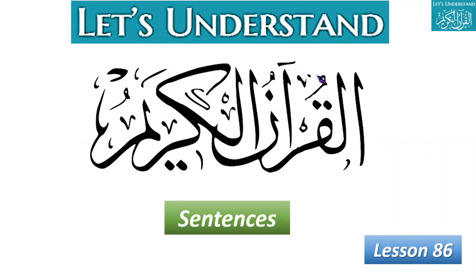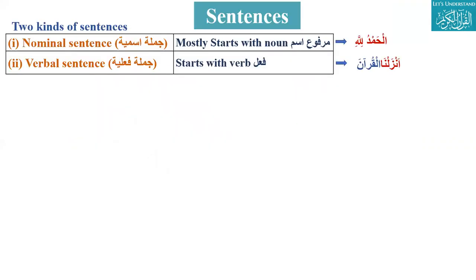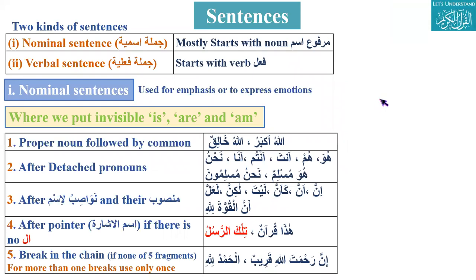So we are starting our first session of the second day of this week. As we started yesterday about the sentences, the first thing we discussed was how to put the helping verb is, am, are while translating Arabic sentences into English. Some rules were: first, proper noun followed by common noun, like Allahu Akbar. After a detached pronoun, first we should know that the detached pronouns are huwa, hum, antum, ana, nahnu. So whenever they come in sentences, we have to put is, am, are after them.